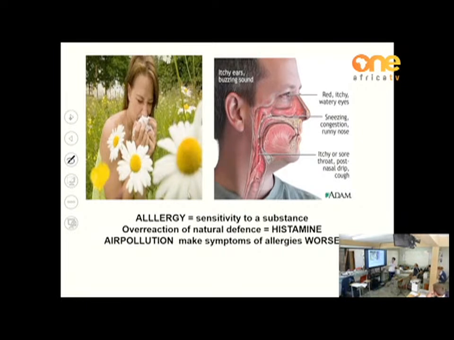The next thing is, what is an allergy? We know an allergy is when I am very sensitive to a substance and I have an overreaction.